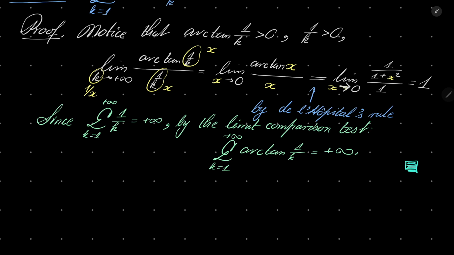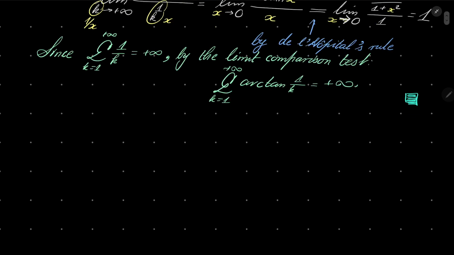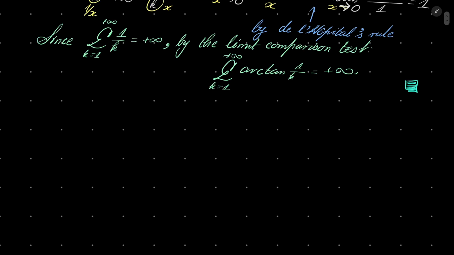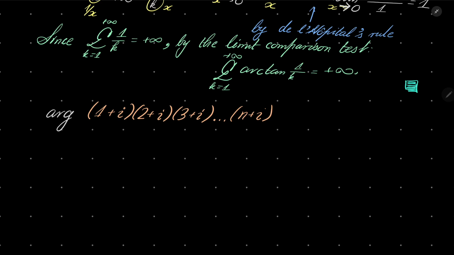Okay, now let's tackle our problem. We are dealing with 1 plus i, 2 plus i, 3 plus i, and so on, n plus i. Now, I wish to find the argument of this product. Notice that this number is obviously not 0, so the argument is well defined.